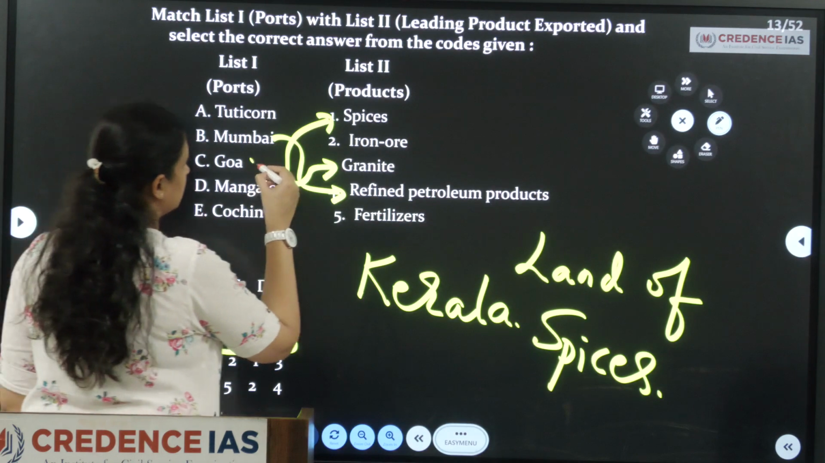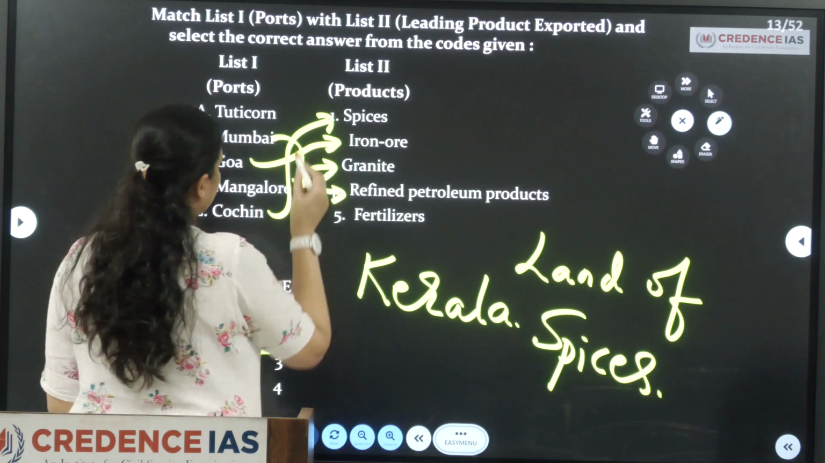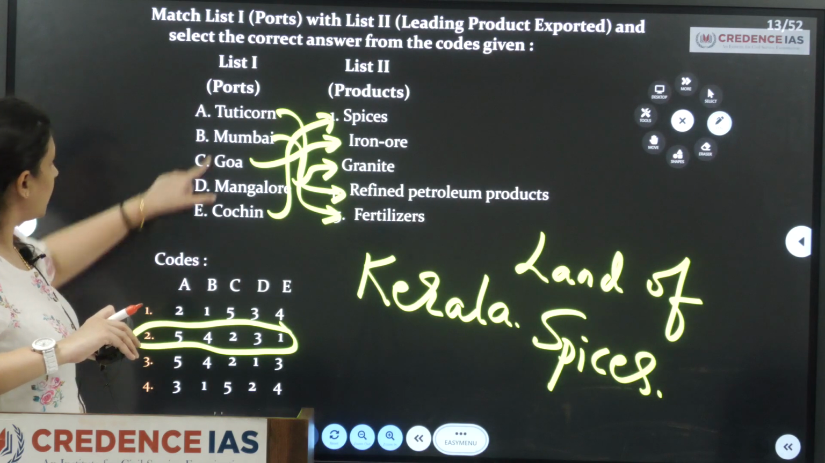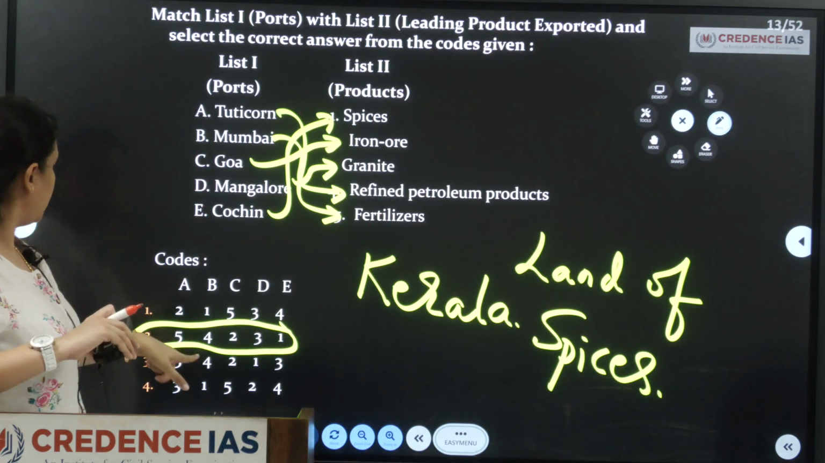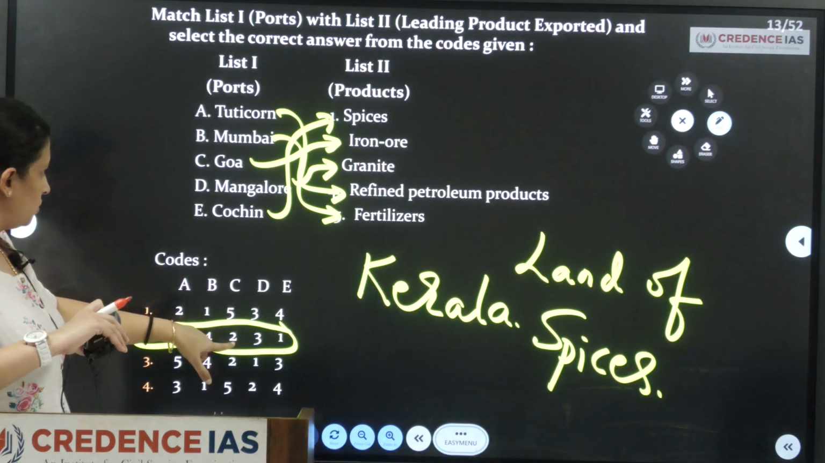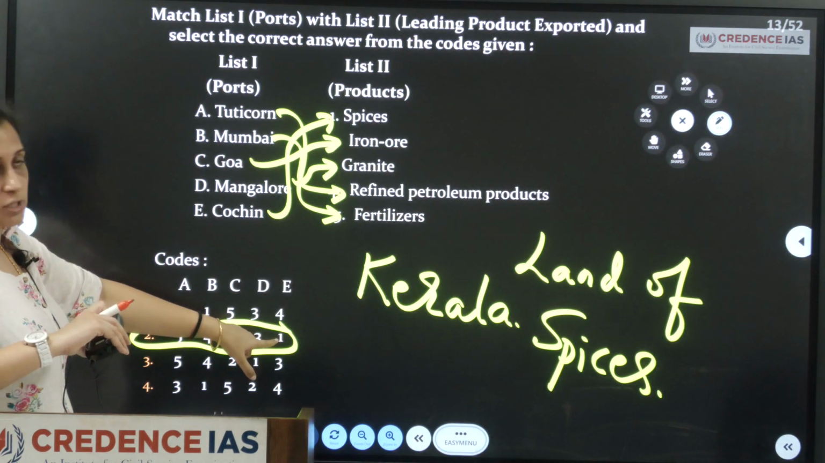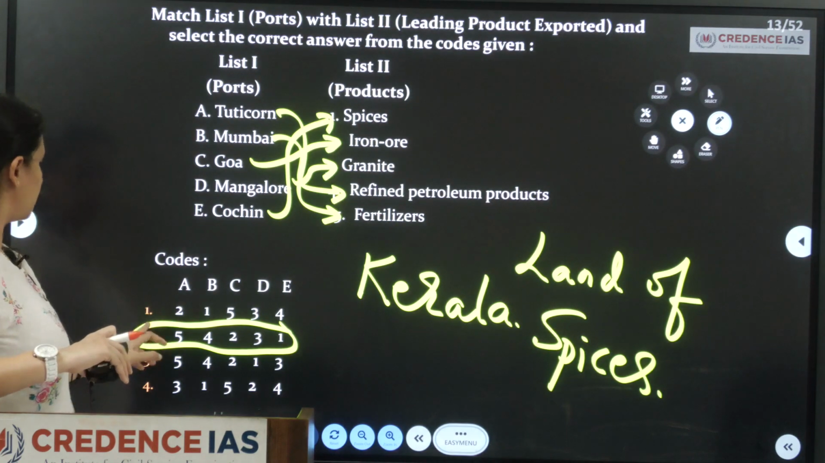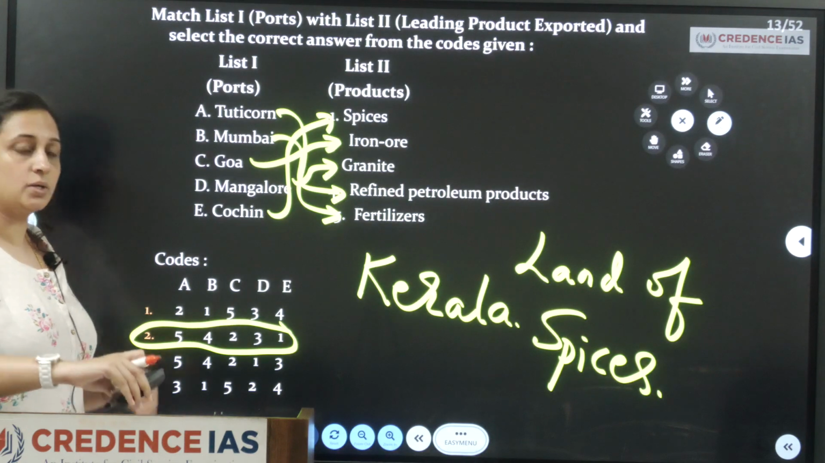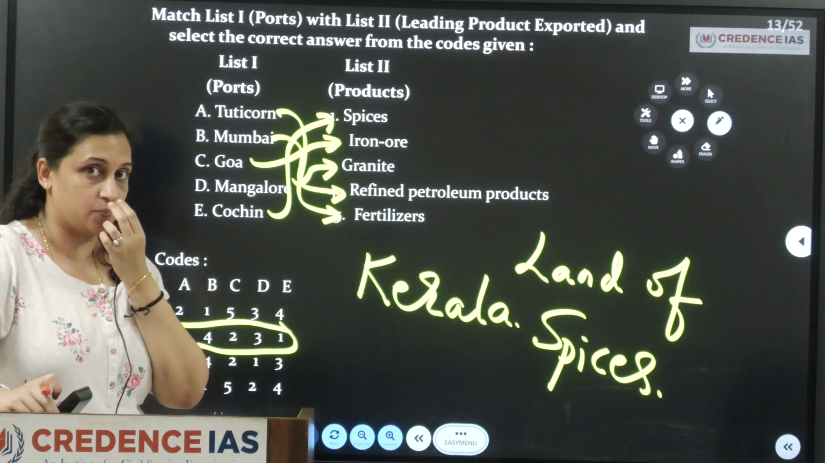Next, Goa is famous as well as notorious for iron ore export, and Tuticorin goes for fertilizers. Okay, so here A, Tuticorin, fertilizers, Mumbai, that is refined petroleum products, Goa goes to iron ore, D, Mangalore goes to granite, and E, Cochin goes for spices. Okay, so B is the correct option. See, in the geography textbook they have given details about the ports. Please go through what all ports are famous for. Okay.